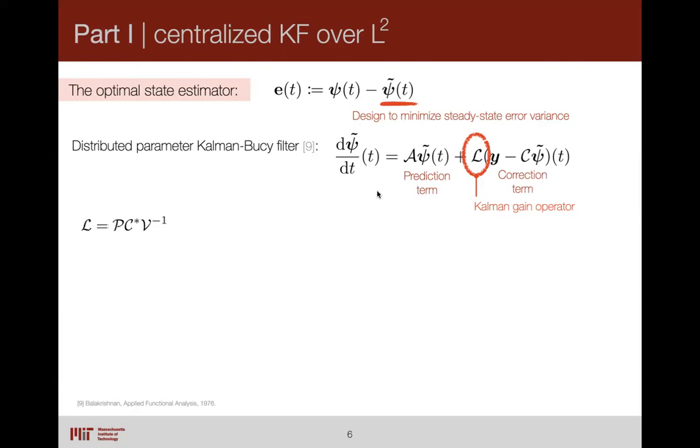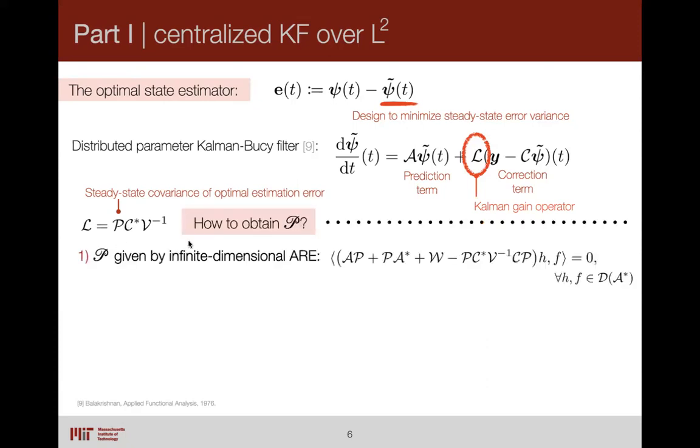We know how to obtain L just from the optimality conditions. It's given by this formula over here. We also start to denote adjoint operators, and B here denotes the covariance operator of the measurement noise. And P is just the steady state covariance of the optimal estimation error. So how to obtain P? Well, as happens in the finite dimensional setting, this is given by an algebraic Riccati equation, with a twist: now this is an operator Riccati equation. And since we are working in L2, these inner products are taken over L2.